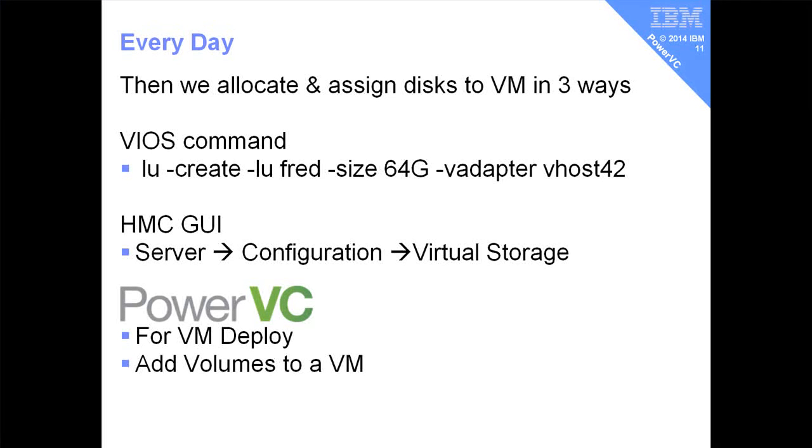Of course, the point of this movie is we're going to do this all automated behind the covers with PowerVC. So when you deploy a virtual machine, it's going to allocate the space and set up the paths for us. And when we want to later add extra volumes, perhaps for the data, for your database or whatever, then we can actually allocate space and connect second, third, fourth disks to a particular virtual machine.